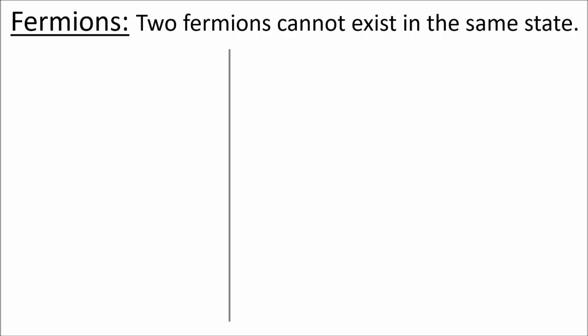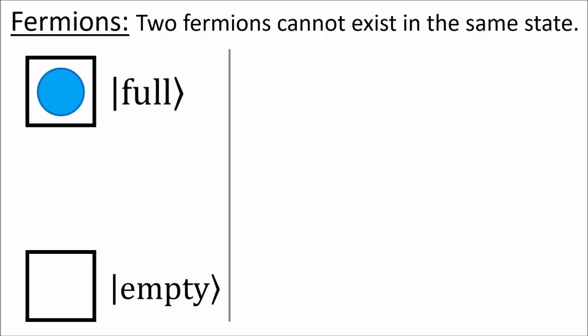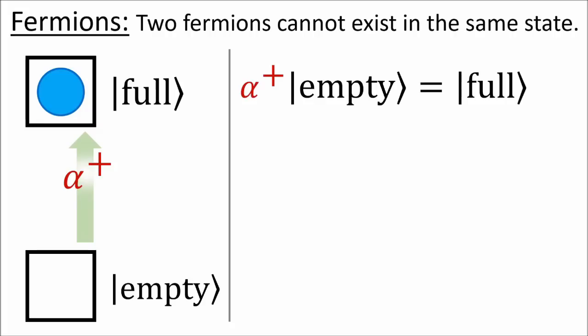Now, let's look at the operators related to creating and destroying fermions. With fermions, we only have two valid states, the empty state and the full or occupied state, which has a particle in it. We'll say that the operator alpha plus is the creation operator that takes the empty state and creates a fermion particle, giving us the full or occupied state. So alpha plus acting on the empty state gives us the full state.